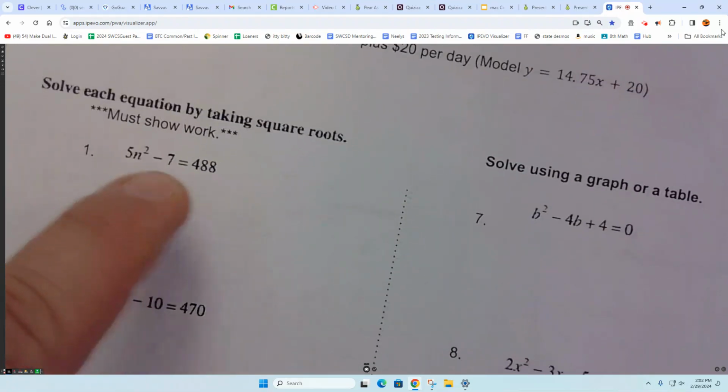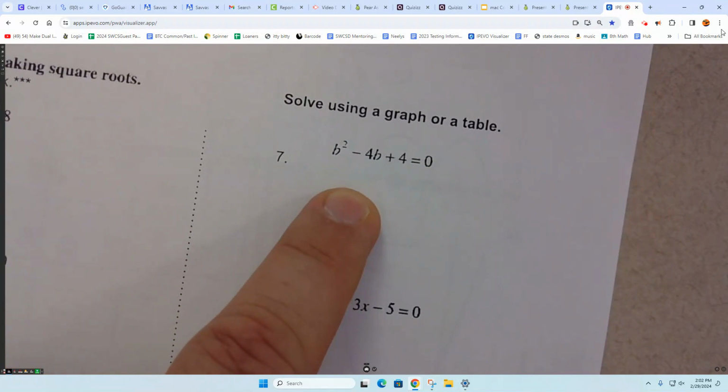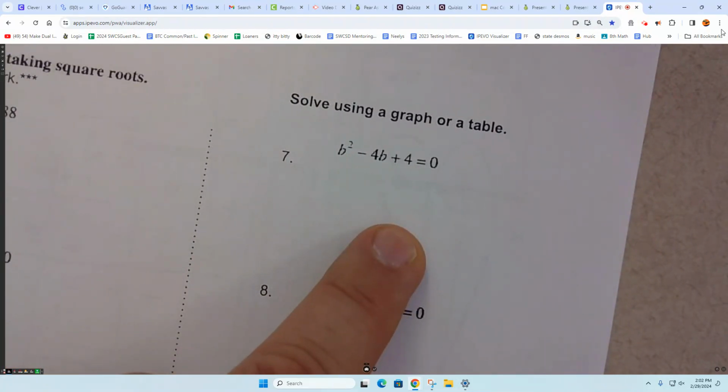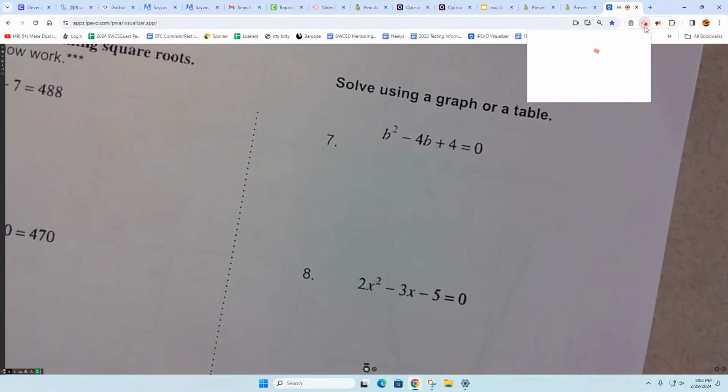So add 7, divide by 5. Solve using a graph or a table. Just draw the graph and tell me the answers. So like the graph on this.